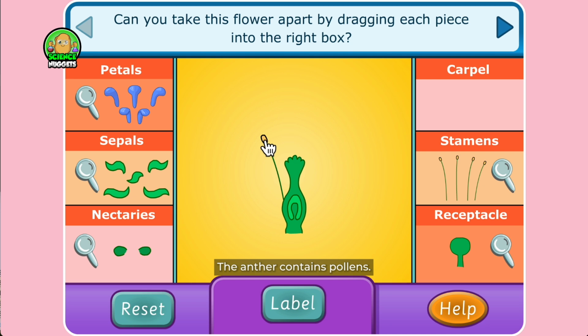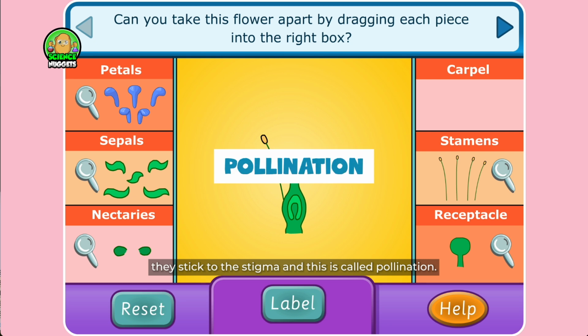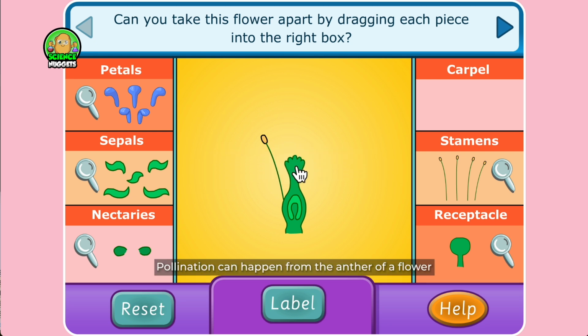The anther contains pollens. When pollen grains fly off and come to the stigma, they stick to the stigma, and this is called pollination. Pollination can happen from the anther of a flower to another plant or to the same flower.